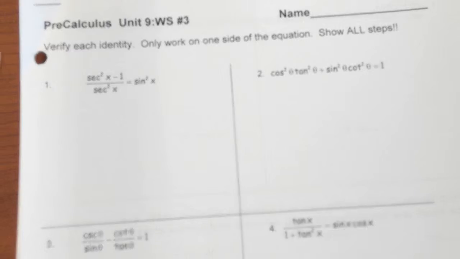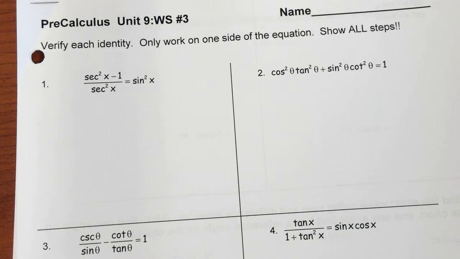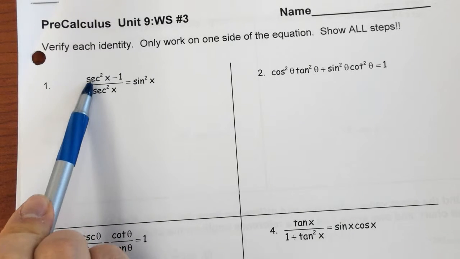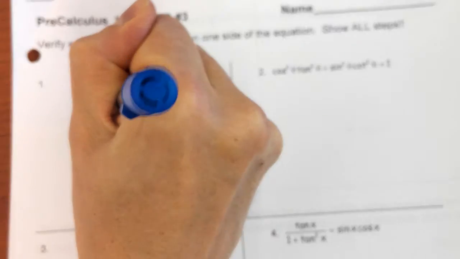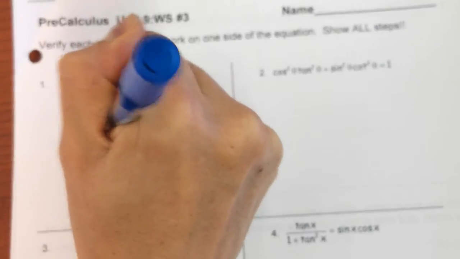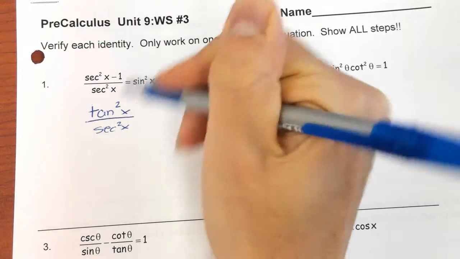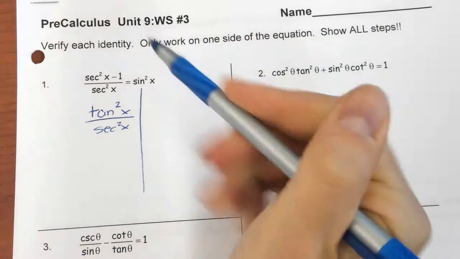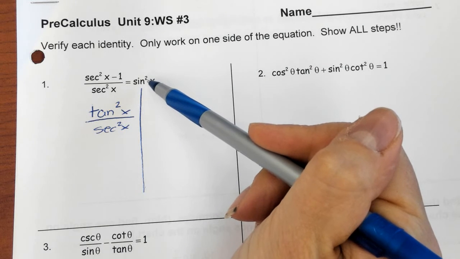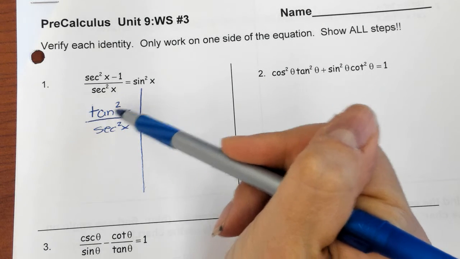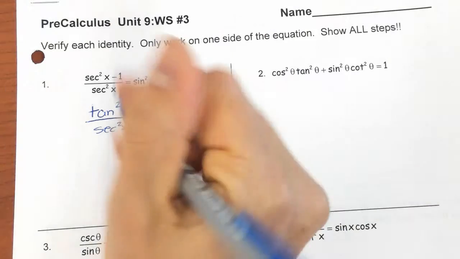Let's start with number 1. So again, we said every time you see something squared with a 1, you need to look at your Pythagorean identities. In this case, I have secant squared x minus 1. That is the same thing as tangent squared x. All right, and again, we're just messing with the left side. We're not doing anything with the right side. So in this case, I want to get to sine squared, so my next step here is going to be turning everything into sine and cosine.